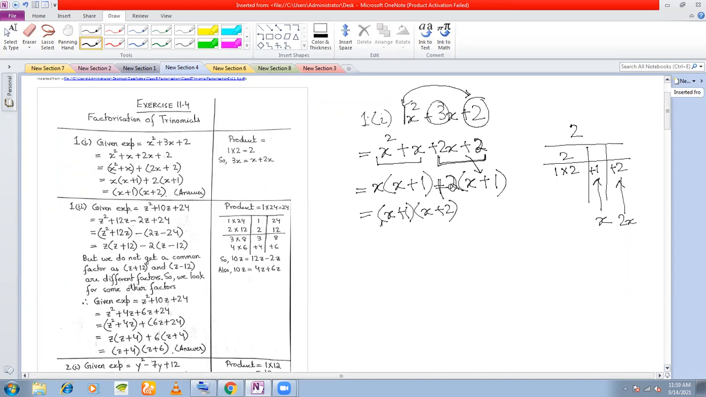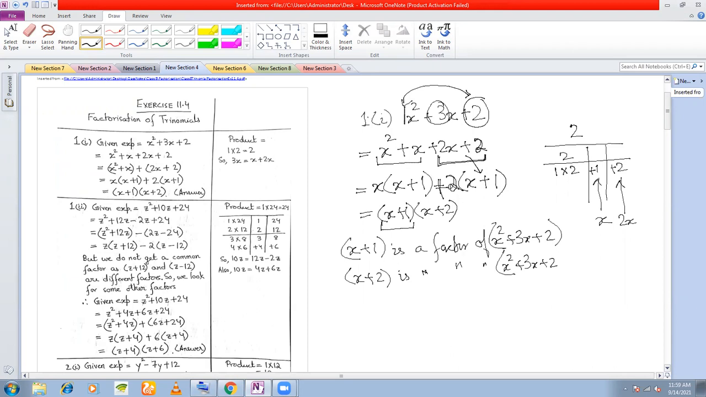So what are the factors here? x plus 1 is called a factor. x plus 1 is a factor of x square plus 3x plus 2. Also, x plus 2 is a factor of x square plus 3x plus 2. So you're getting two factors of this expression, x square plus 3x plus 2.